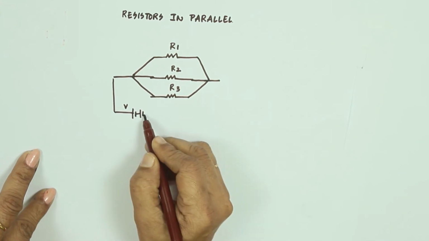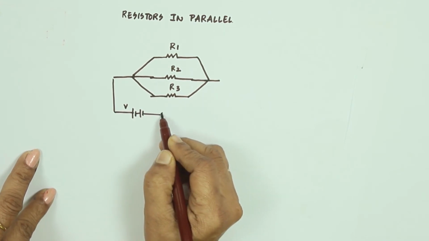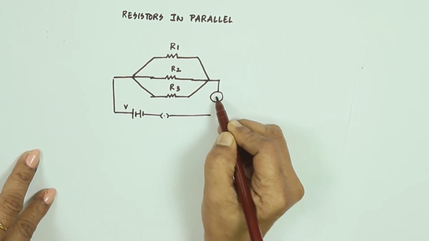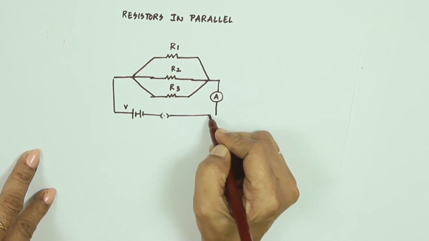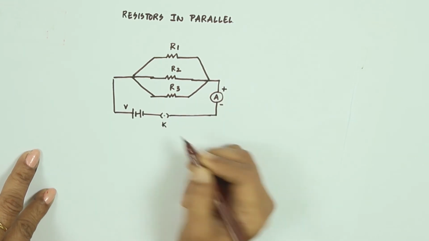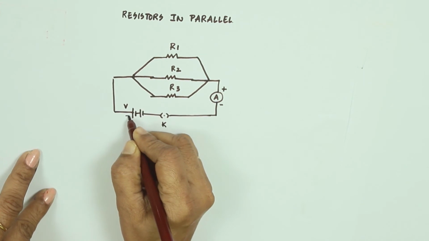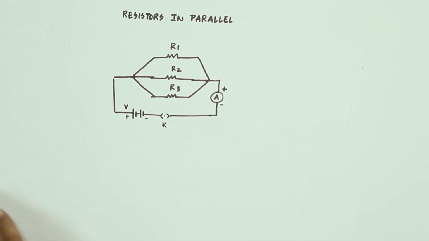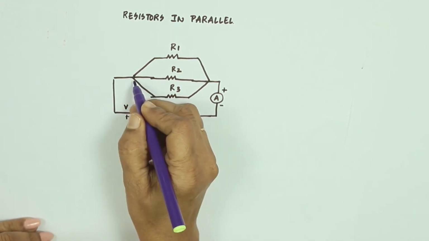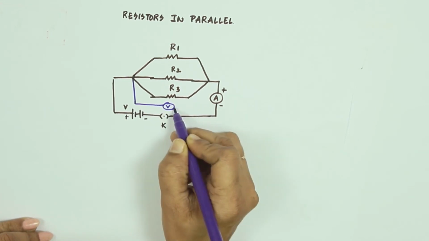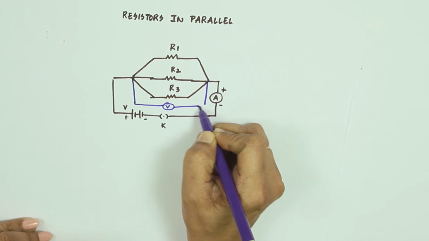With the help of a battery and then a key and an ammeter to measure the current. Ammeter negative, ammeter positive, key is given by K, and the longer line represents battery positive and the shorter line represents battery negative. Now to measure the voltage, we can connect a voltmeter across the resistor. A voltmeter is connected across the resistor.